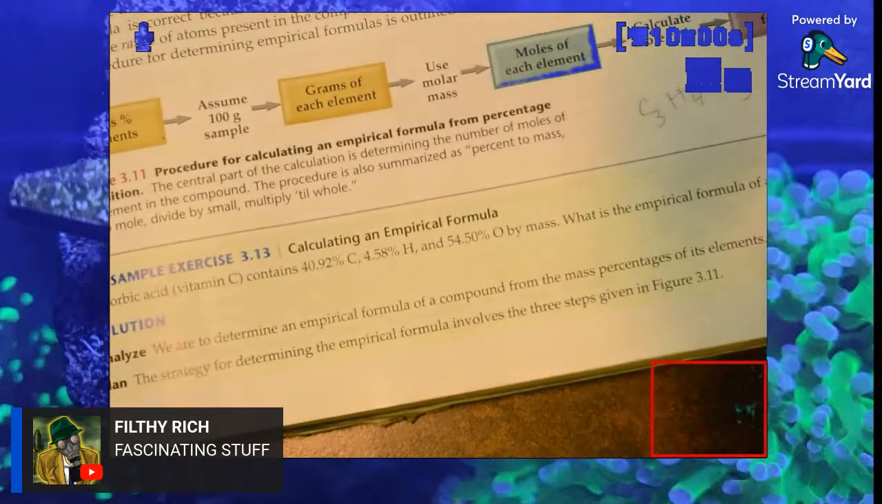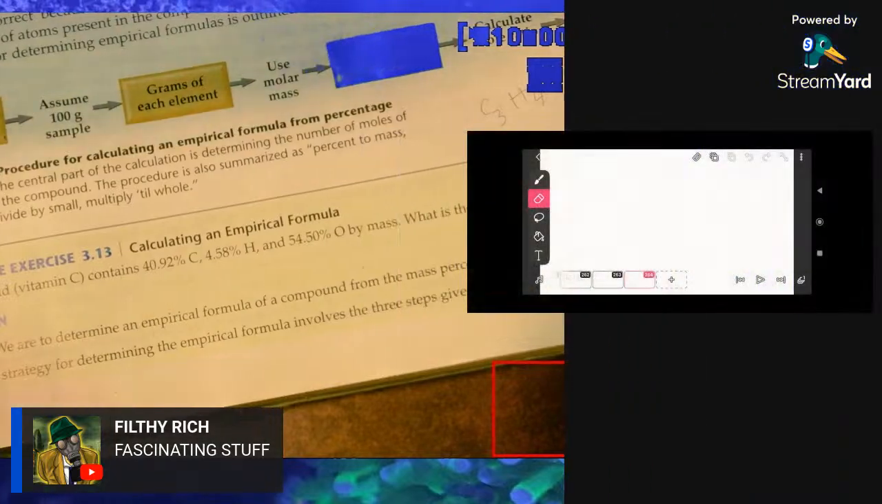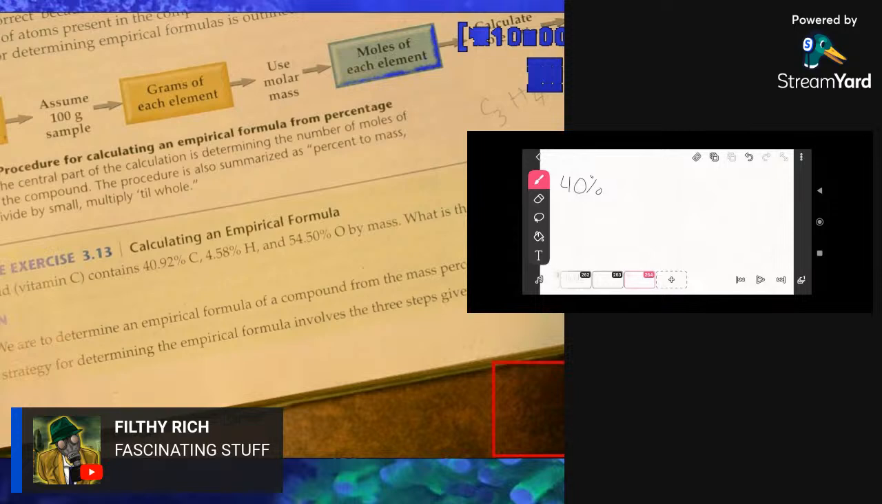Man, it's kind of hard to see all that. All right, so ascorbic acid, vitamin C, contains 40.92% carbon and 4.58% hydrogen and 54.50% oxygen by mass. All right.